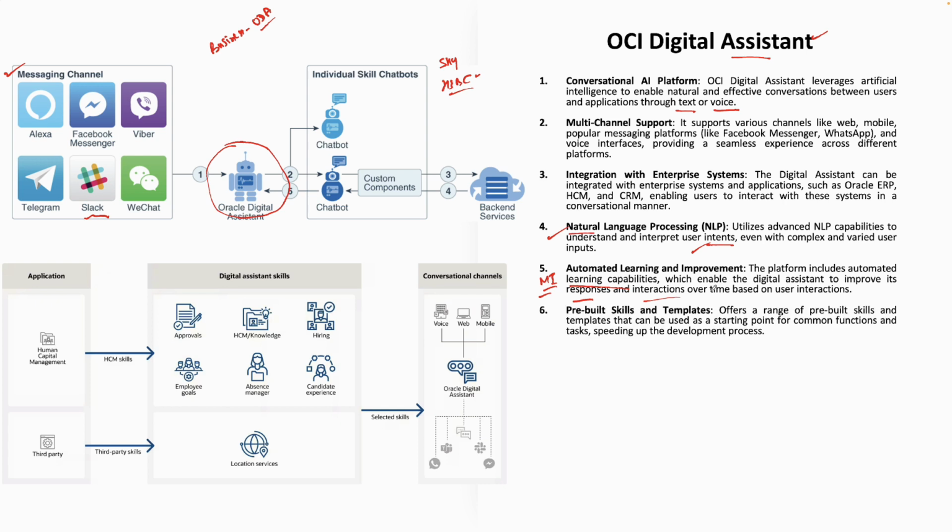So it's constantly learning. And yes, very important, it has some pre-built skills. It offers a range of pre-built skills and templates that can be used as a starting point for common functions, right? So here we are talking about HCM skills or third-party skills, it could be something like the hiring process, approvals process, candidate experience, and there are various skills already pre-built, and there are a lot of templates that you can simply make use of, available out of the box, right?